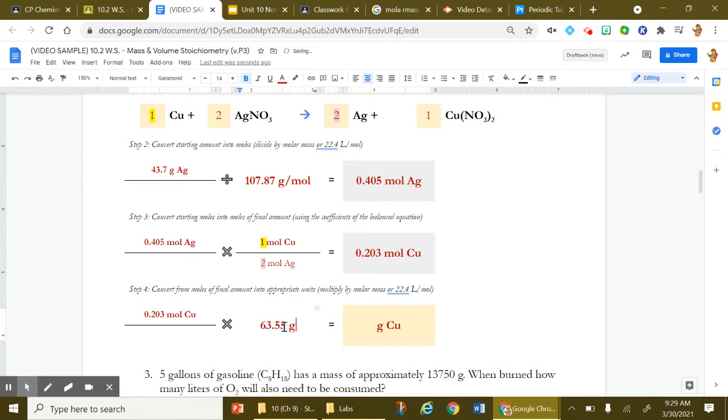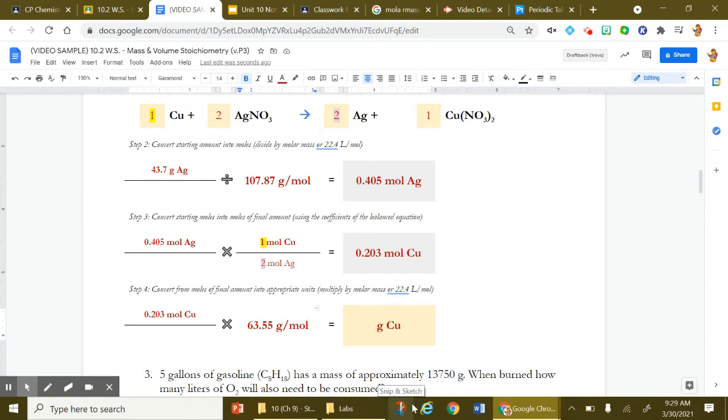So times 63.55. All right. So notice that 22.4 didn't factor in here at all. And the reason for that is simple. It's just that we didn't have to convert into or out of liters here. This was all moles. And sometimes you'll end up with problems that are all liter conversions, and you won't need molar masses. Sometimes you'll need both. You just got to follow what units they're giving.